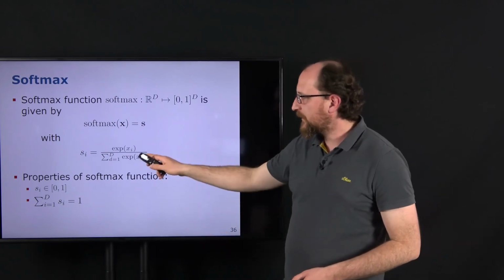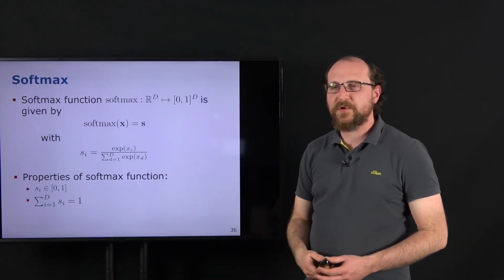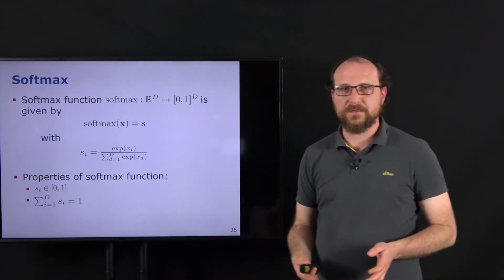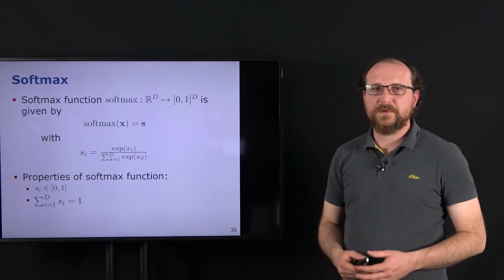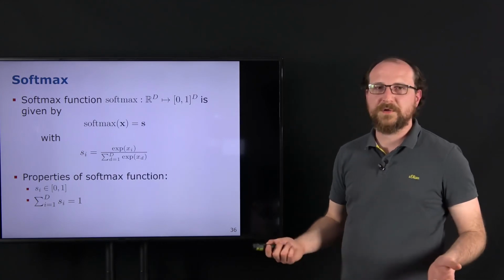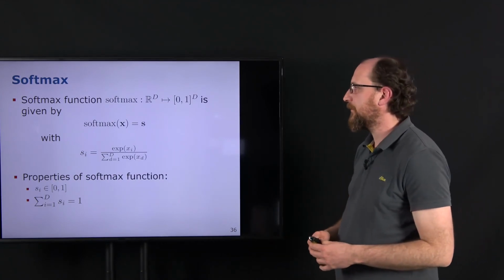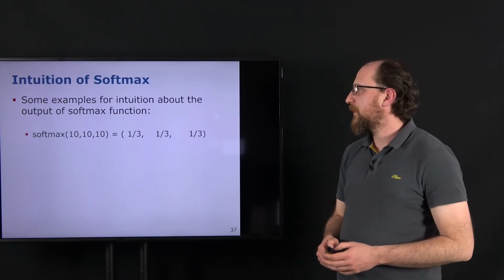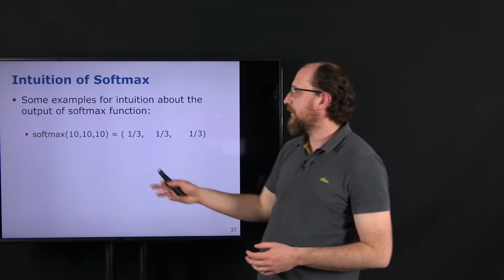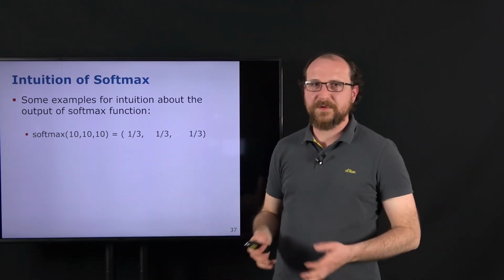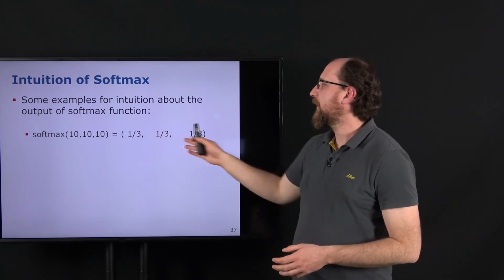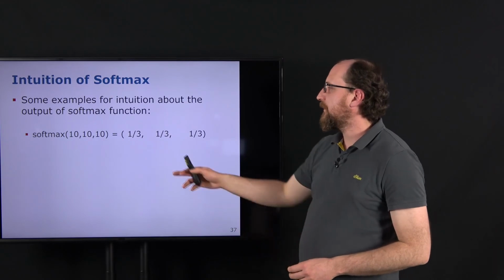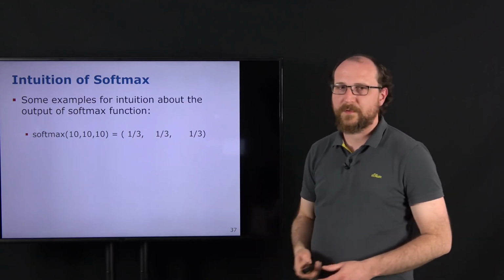By using this, we then have the properties that each Si is in the range between 0 and 1, and the sum overall is also 1. This is something that we want to have for a probability distribution. And now some examples for the softmax. Here we see that when we put in the same values, that can be arbitrary, but when they're the same, then we get out what we want in the end, that the values are 1/3, 1/3, 1/3.